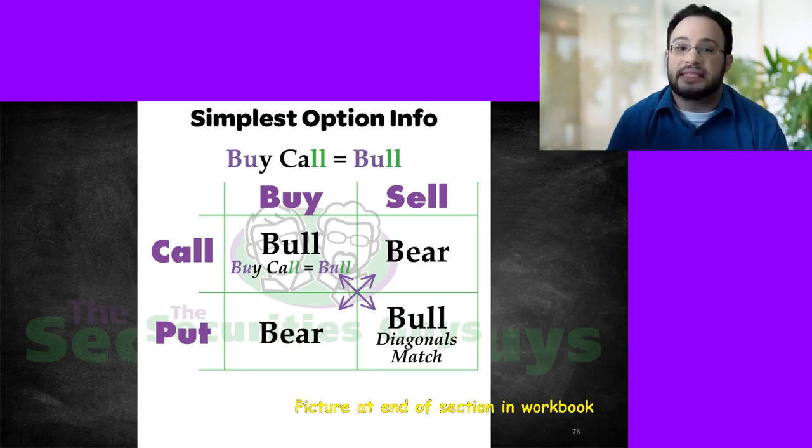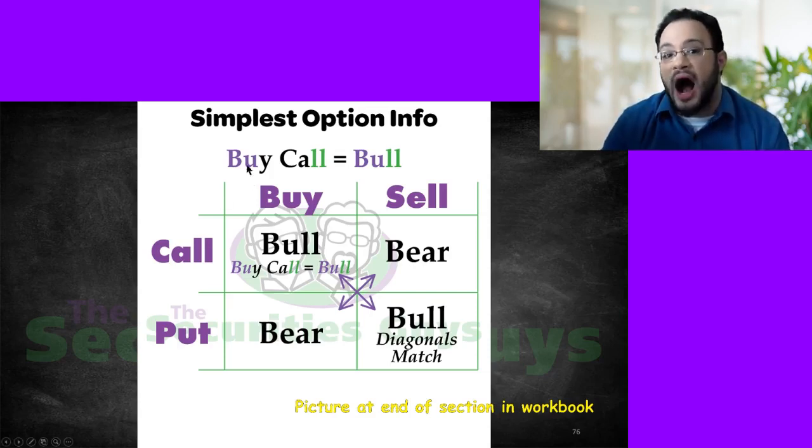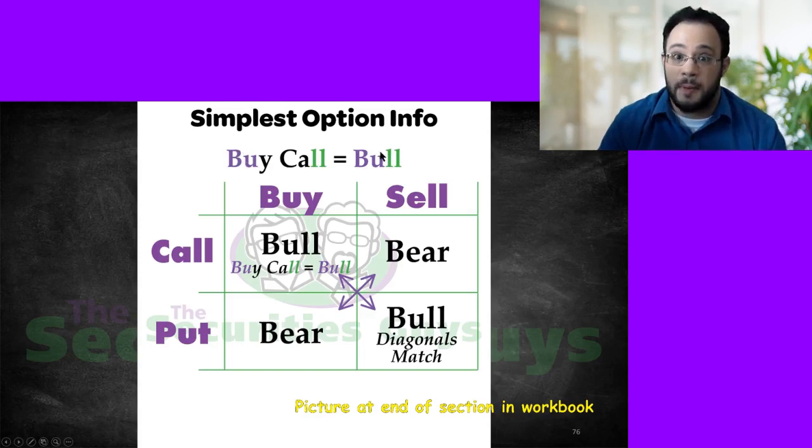You're optimistic. Bearish means you think it's going to go down. You're pessimistic. And if you think about buy, call, buy, B-U, call, L-L, the bull's right there. And you can make this chart if you ever forget. And you don't have to even worry about where things are.